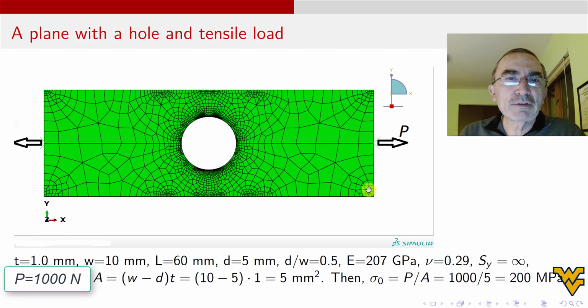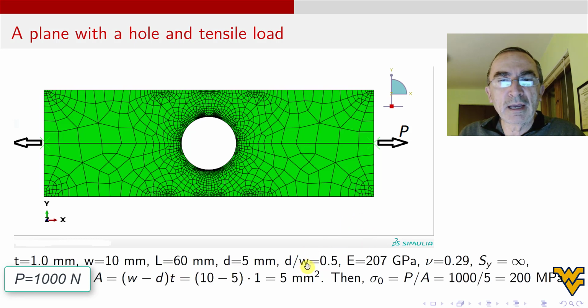All right, so what I do is I have this bar with some thickness T, which is 1 millimeter, and the width is 10, and it has a hole of diameter 5, and the length I put 60. So it's not too long, it's barely long enough to allow this region to develop the stress calculated with strength of materials.